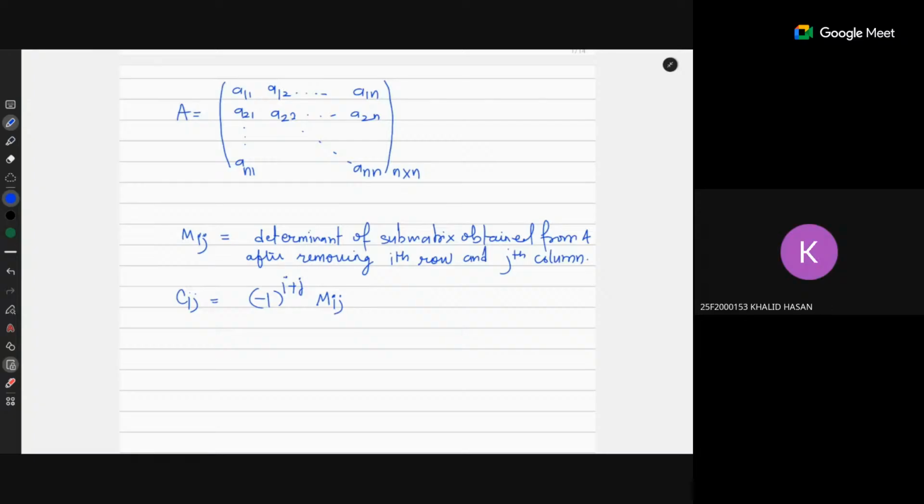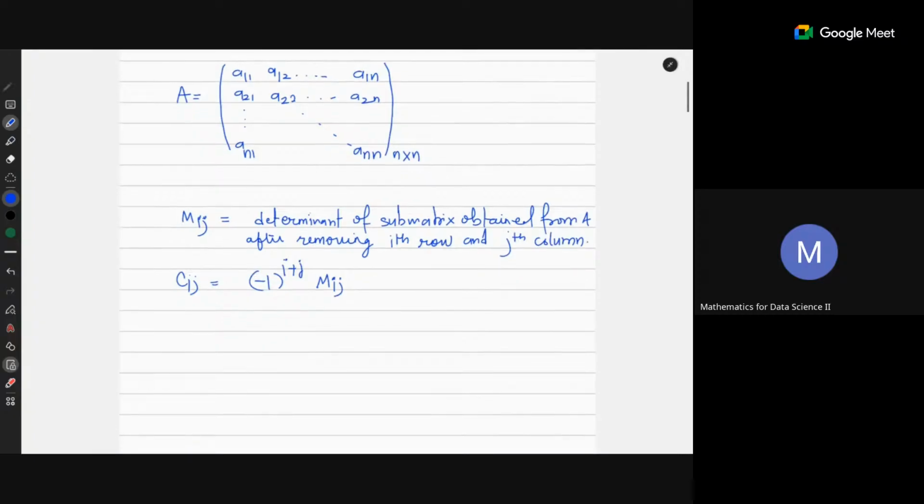Like this rule, minus 1 to the power i plus j. Sir, this is the same when we calculate the determinant. So we use this in assigning signs. Yes, we use this. Okay, so this is what I was about to tell.